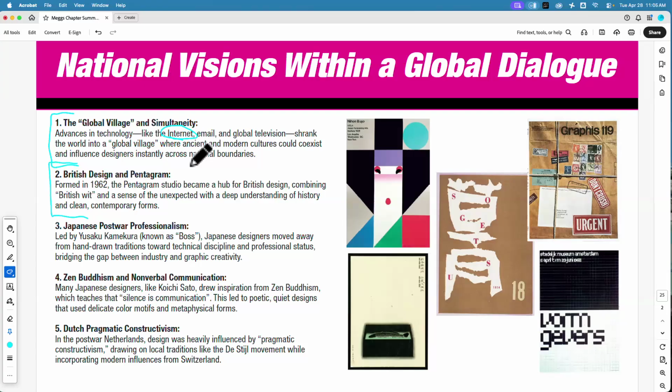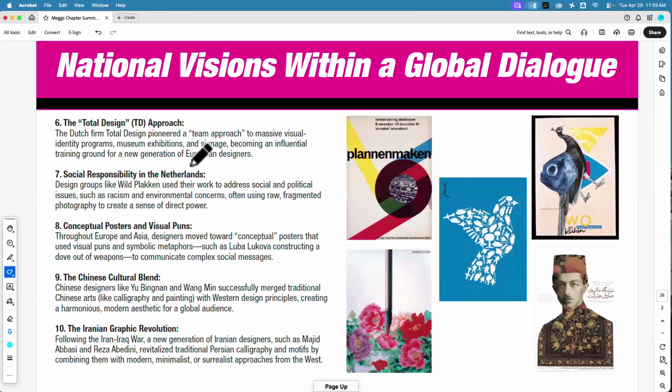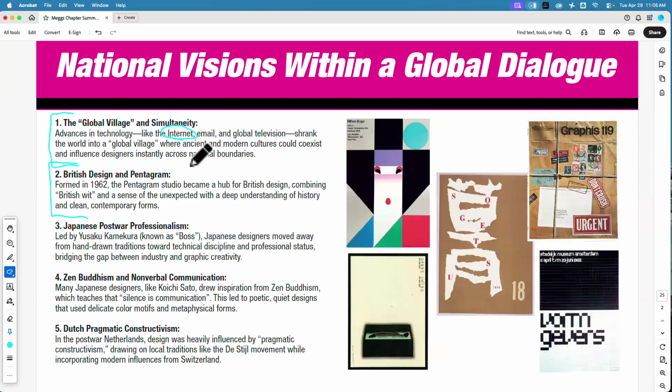Formed in 1962, Pentagram Studio became the hub for British design, combining British wit and a sense of the unexpected with a deep understanding of history and clean contemporary forms. Pentagram is a design powerhouse. Pentagram is the dream. Pentagram is where almost every graphic designer who knows about it would want to be. They do the best work ever. They do it in a different way. I think we talked about this twice in this setup.